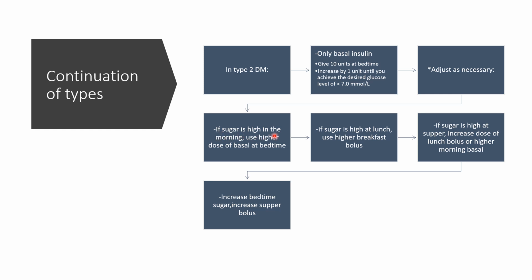If sugar is high in the morning, then we have to use a higher dose of basal at bedtime. If sugar is high at lunchtime, then we use a higher breakfast bolus. If sugar is high at supper time, then we have to increase the dose of the lunch bolus or higher morning basal. If it is high at bedtime, then we have to increase the supper bolus.